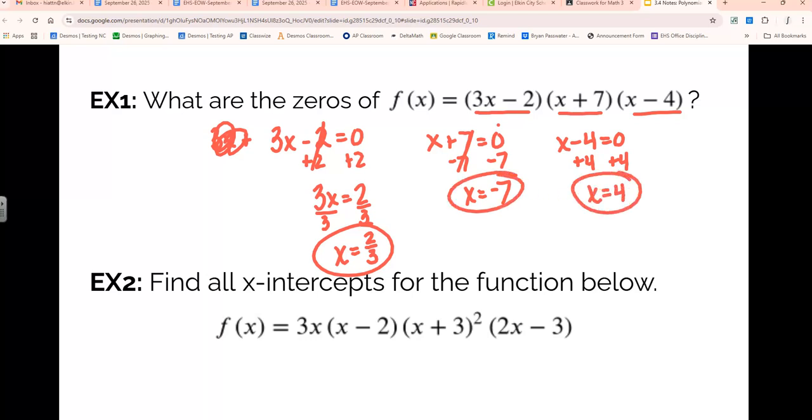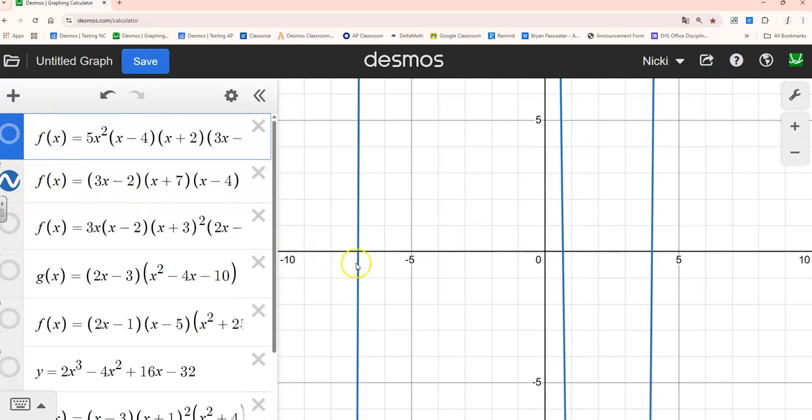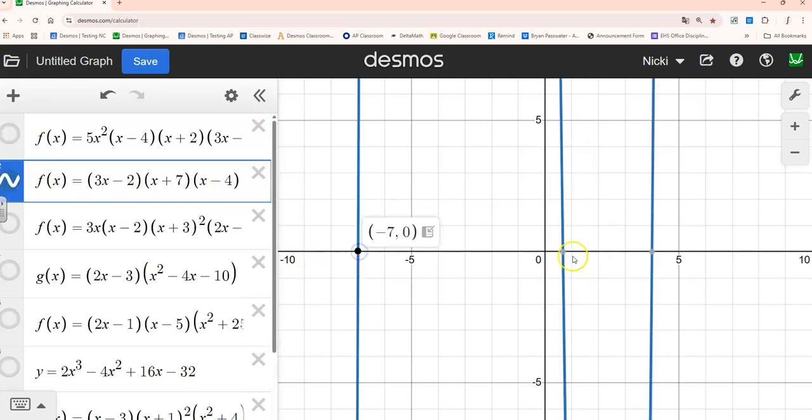Now, you don't have to do it this way. You can look at the graph instead, but honestly, it's much faster if it's already factored just to do this for each one. So if we look at the graph for this one, here I've already got it typed in for us. There's our function, and you can see we got x-intercepts at -7, 0.6 repeating, which is 2/3, and 4. Those are our 3 x-intercepts, so those are our 3 zeros for this function.